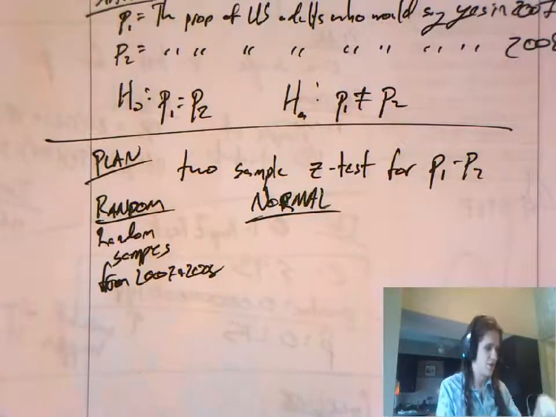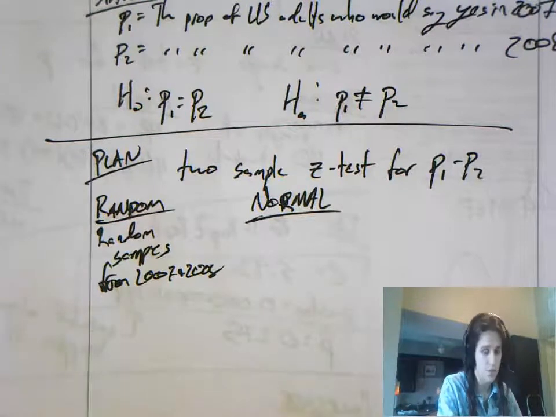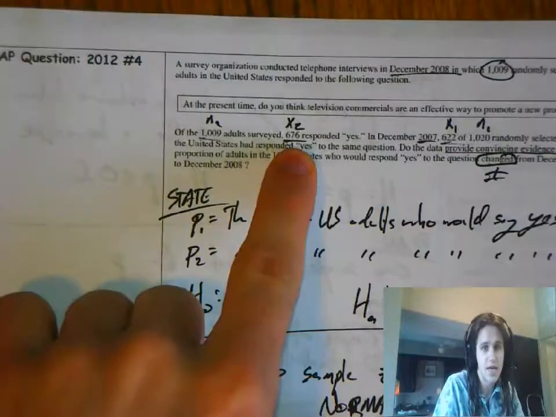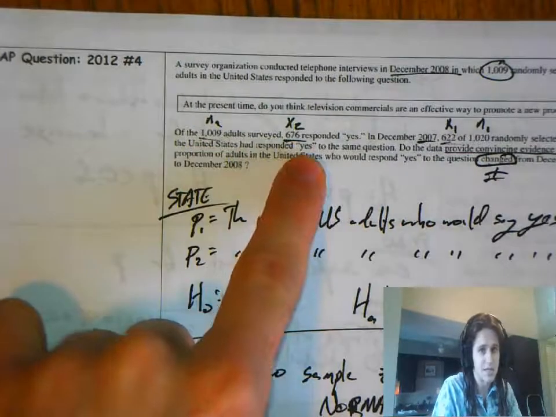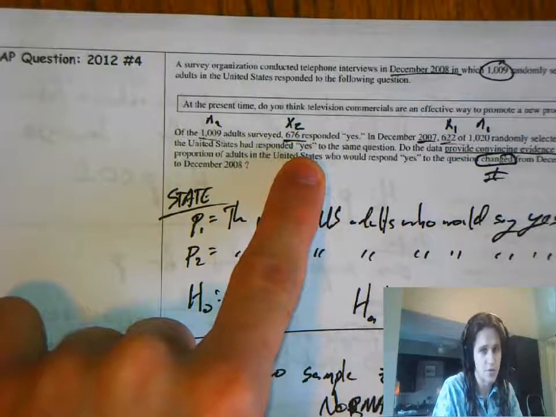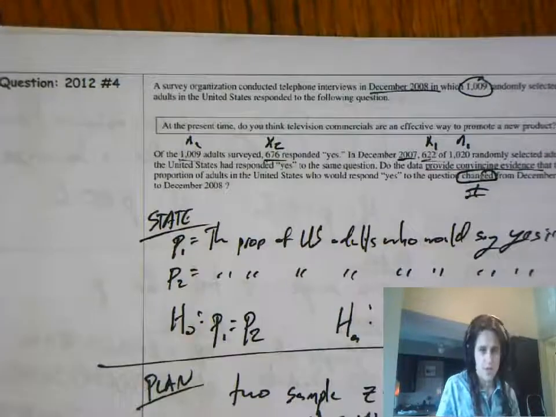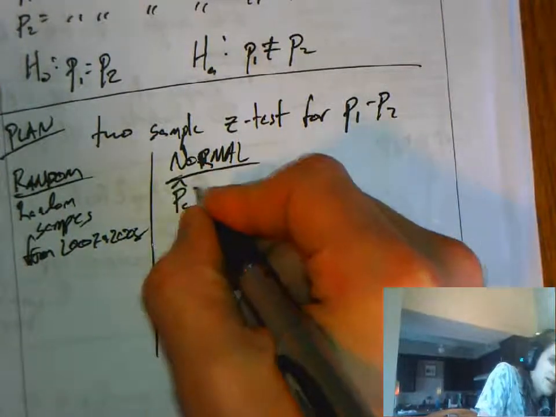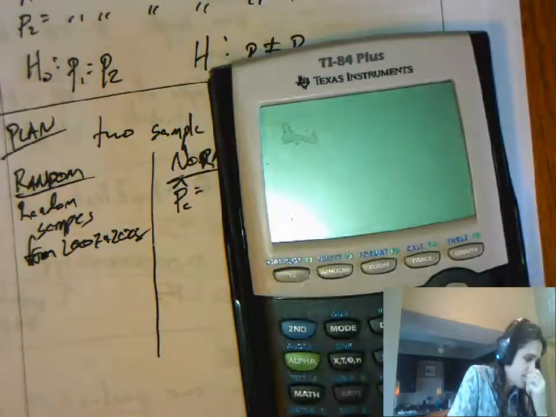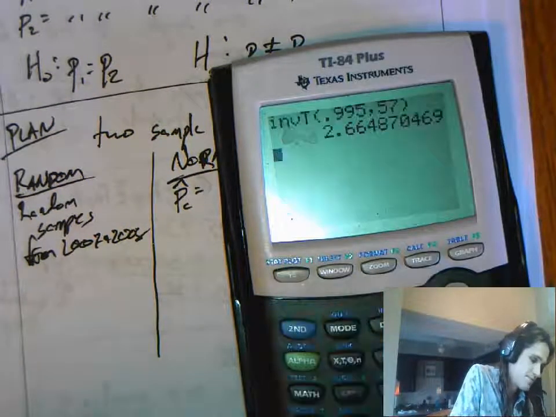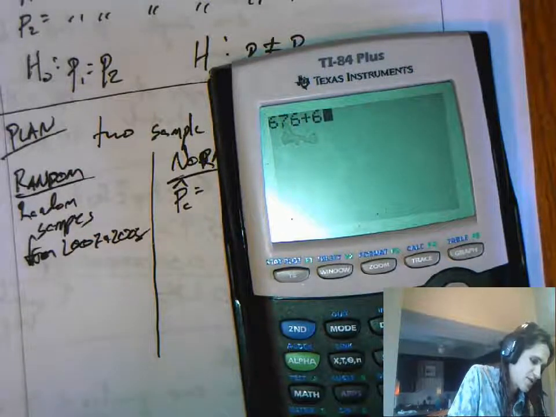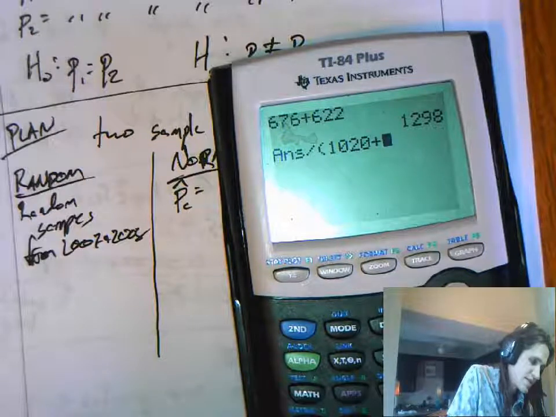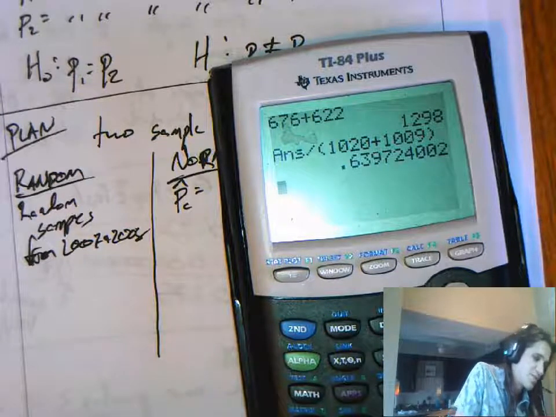So if you look up how they checked this in 2012, they said 622 is greater than 10, and 398 is greater than 10, and 676 is greater than 10, and whatever 1,009 minus 676 is, what is that, 333, is that right? Yeah. All greater than 10, but that's not how we check that anymore. We have to check this. So first we need to find what is P_C hat. What is the combined proportion of people that said yes? Let's do that together. That's 676 plus 622. So that's the numerators, 1298, divided by 1020 plus 1009. So my observed proportion, we're going to call it 0.64.